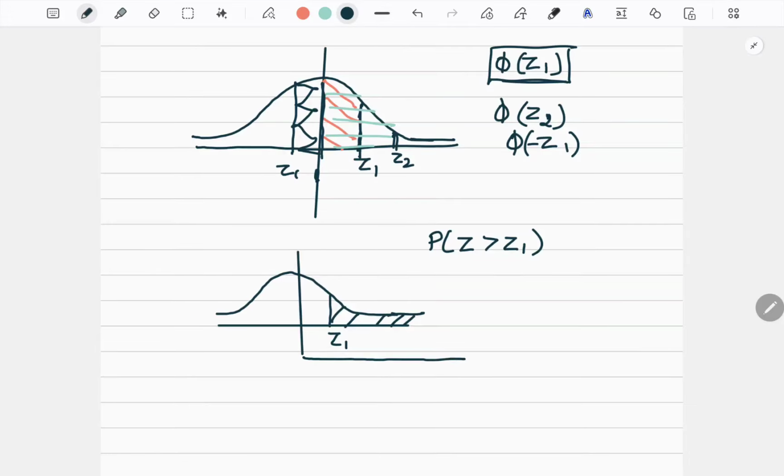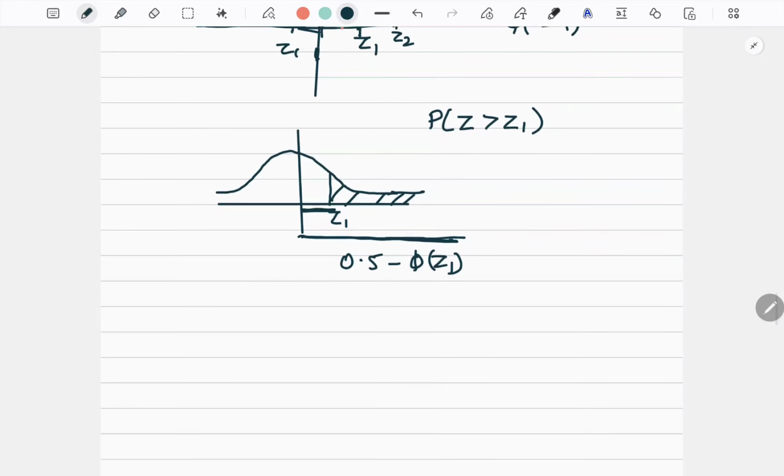Understand that this whole area is 0.5. So if I want to get this shaded area, it is this portion minus this portion. Now how much is this portion? This is 0.5. And how much is this portion? It is minus phi of z1. And from where will I get the value of phi of z1? From the normal table or from the calculator, or it will be given in the question.